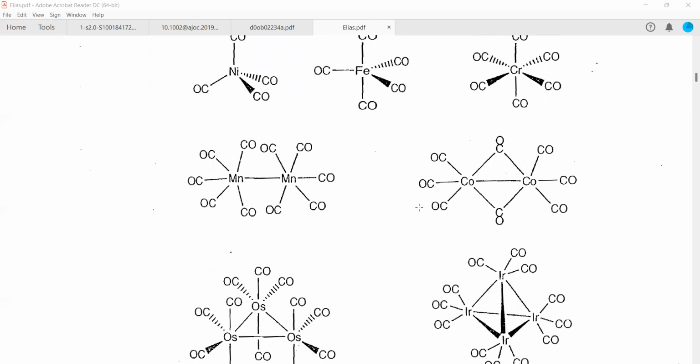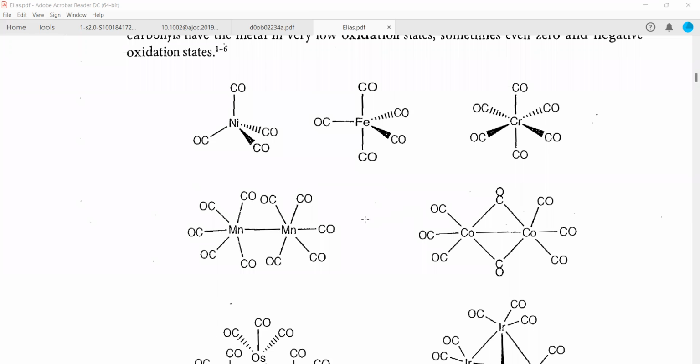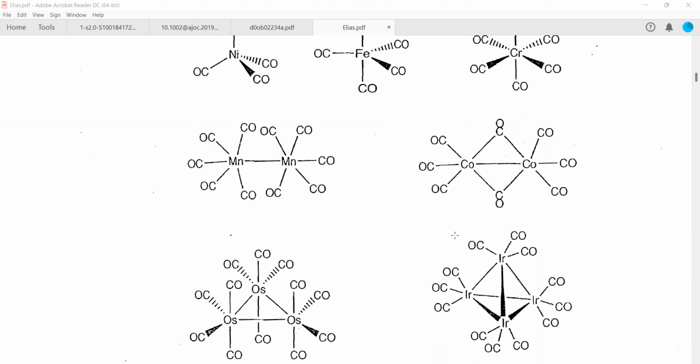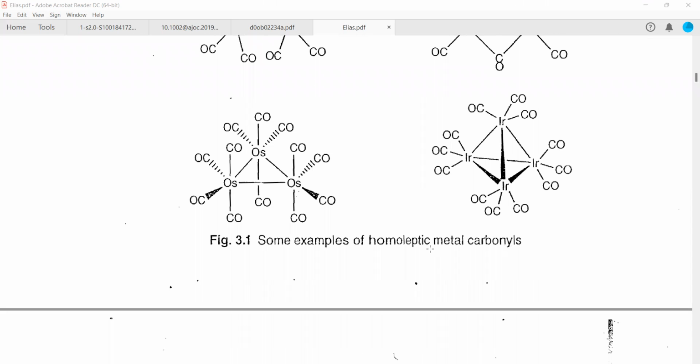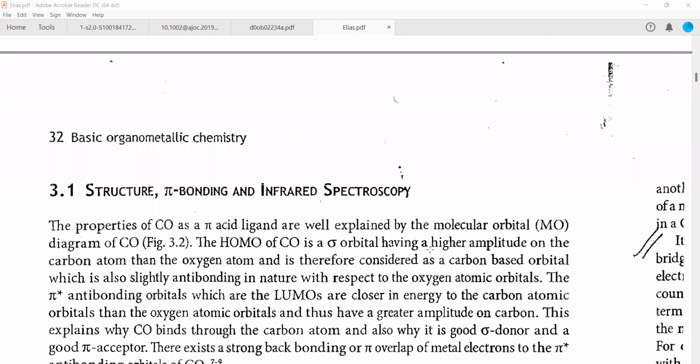So these are some of the homoleptic carbonyl complexes. You can see that it can form bonds with nickel, iron, chromium, manganese, cobalt, iridium, osmium. These are all examples of homoleptic metal carbonyls. Now let us move forward and understand the structure and the pi bonding. As I told you, we are going to discuss infrared spectroscopy quite a lot, because that is the confirmatory analysis for metal carbonyls, and you get a lot of information from IR about the carbonyls.